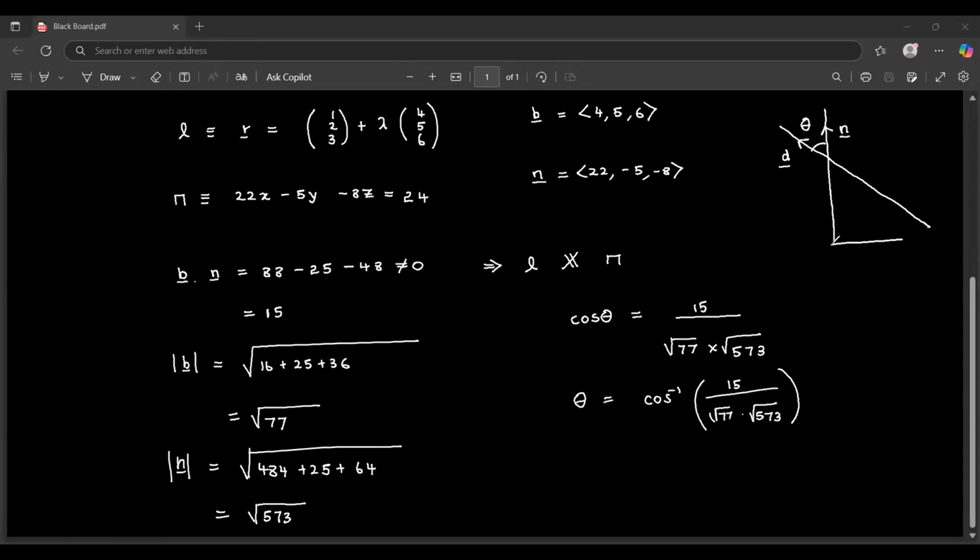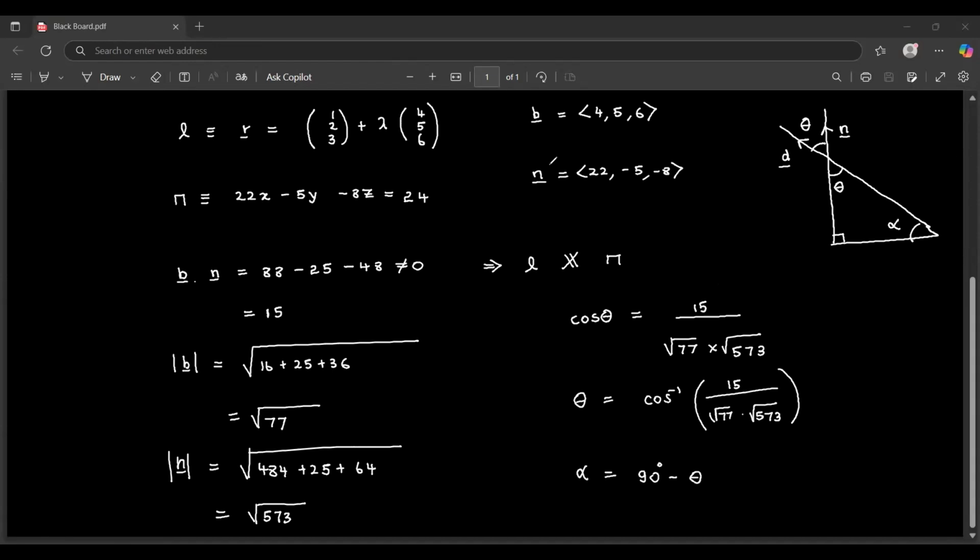If you complete the right angle triangle, this will be 90 degrees. Since this angle is theta, we can say the other angle, alpha, equals 90 minus theta. So alpha equals 90 minus theta. You can use your calculator to find this value and substitute it to find the alpha value.